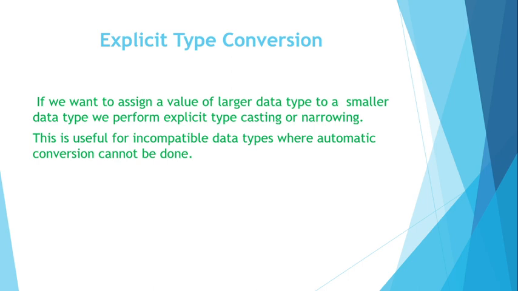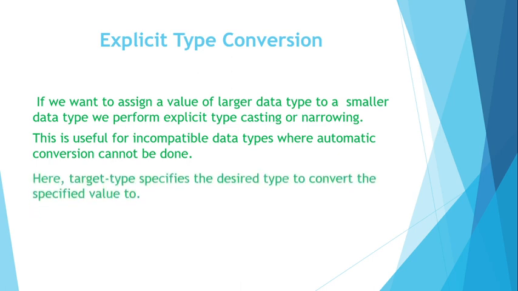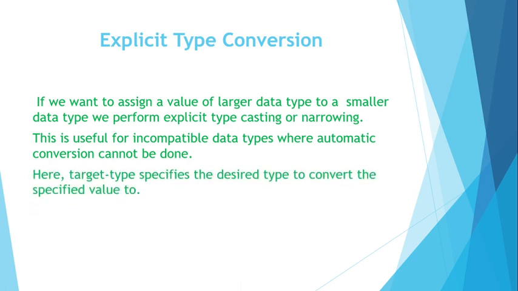This is useful for incompatible data types where automatic conversion cannot be done. For automatic conversion, we must satisfy the condition that both types are compatible with each other. But in explicit type conversion, we are converting incompatible types, because it is difficult to convert an int value into a byte or a short, since int is a larger data type and byte or short are smaller data types. Here, the target type specifies the desired type to convert the specified value to.